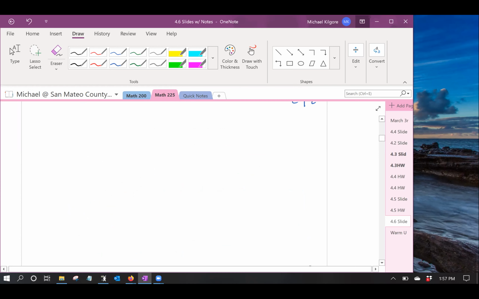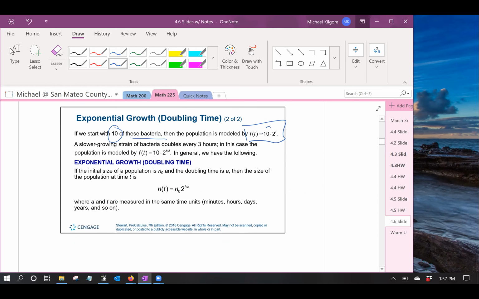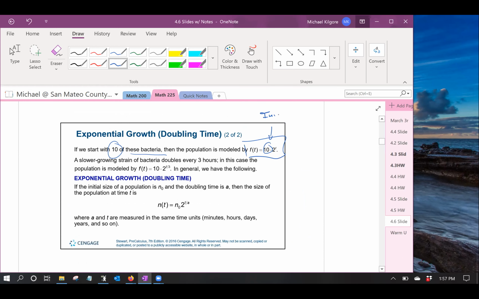So if you start with 10 of these bacteria, for example, then the population is modeled by f of t equals 10 times 2 to the t, so that your table has an initial value of 10. And this is going to be doubles every hour. Because t is in units of hours, that means it doubles every hour.